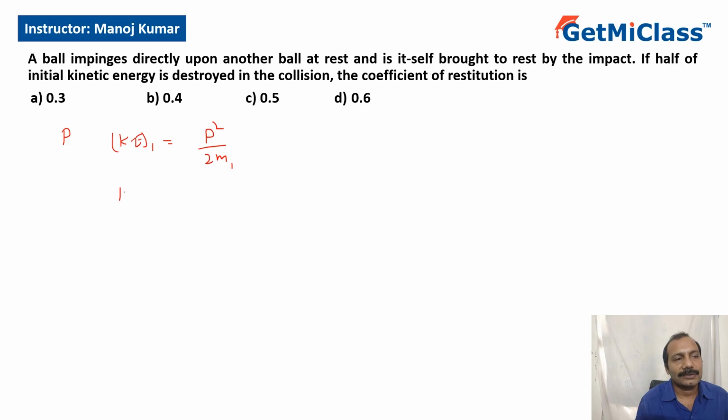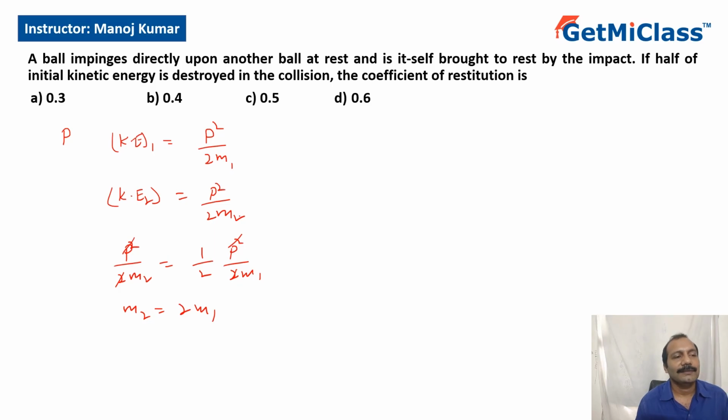velocity. So kinetic energy after collision is how much? P square by 2m2. Why P square by 2m2? Because only m2 has velocity, m1 has come to rest. Now the situation says that half of the kinetic energy is lost. So I can say P square by 2m2 equals half of P square by 2m1. So P square cancels, 2 cancels. From this I get m2 equals 2m1.